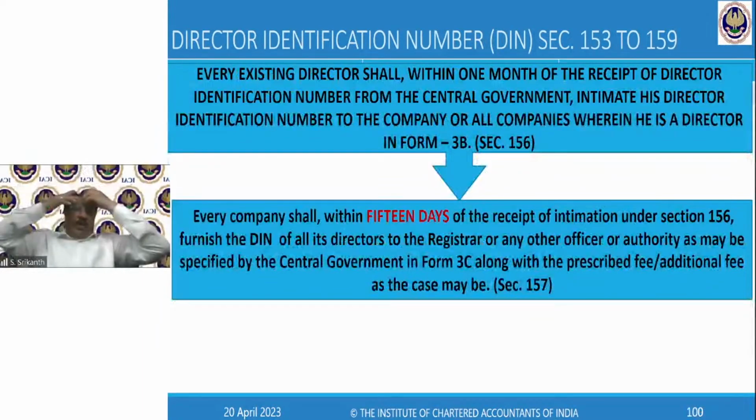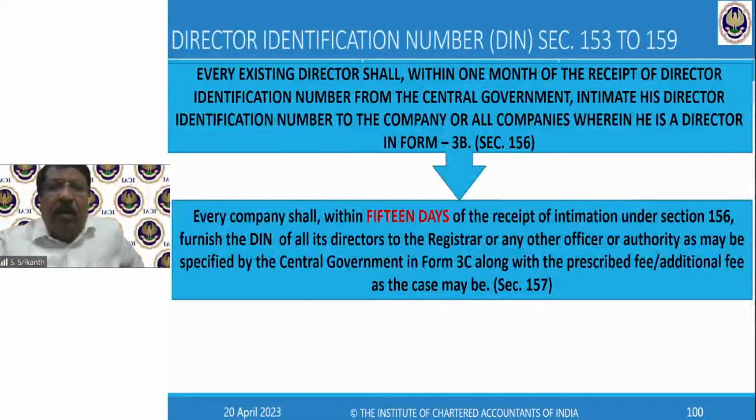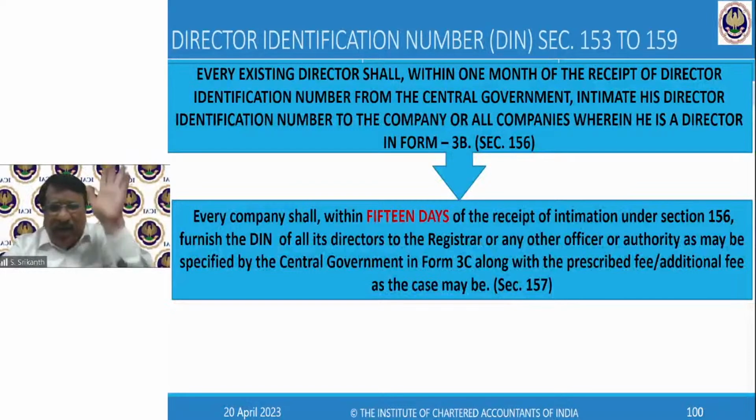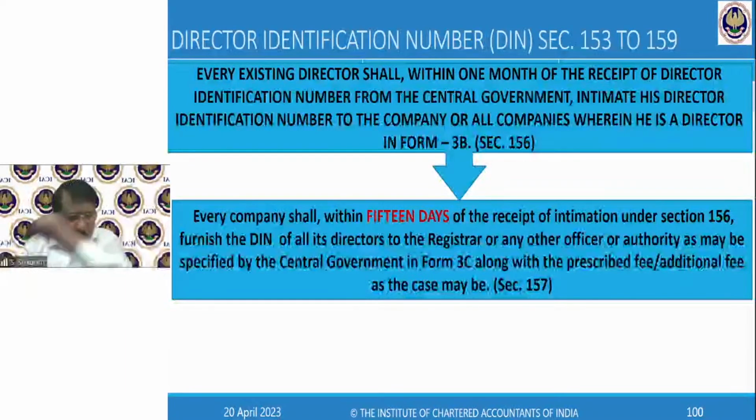Okay. Every existing director shall, within 1 month of the receipt of director identification number, intimate his DIN to the company or all companies where he is a director in Form 3B. Idea is, suppose he has got the DIN, I don't know. So he has to give information to all the companies. But today, believe me, without DIN, you cannot even get into that portal. If you want to do anything, you need a DIN. If you don't have a DIN, don't even come, go, get a DIN and then come back. That is how they behave.